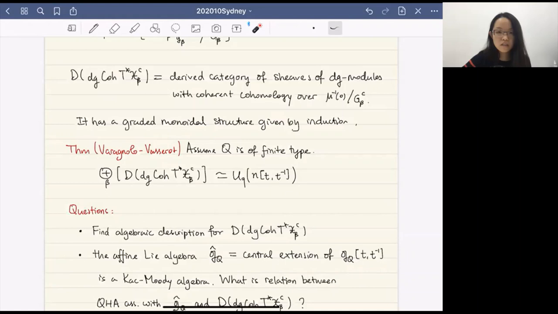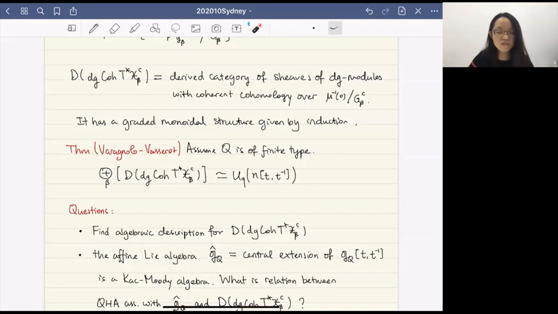Right. So Nakajima constructed an action. It's compatible with Nakajima's construction: Nakajima's action of the loop group on the K theory of quiver varieties. But it's a module, it's not the algebra itself. It turns out if you want to get the algebra, you need to take this stack of pre-projective algebras.